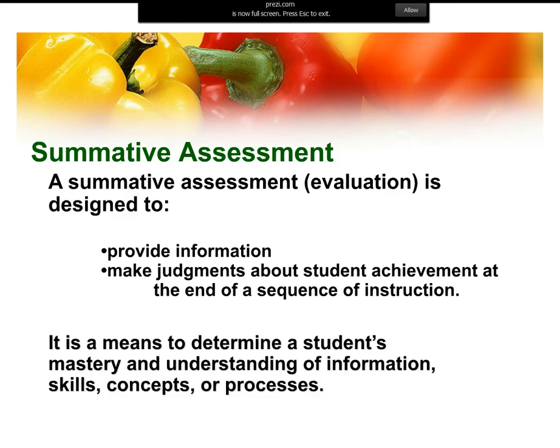How about summative assessment? A summative assessment or an evaluation is designed to provide information to make judgments about student achievement at the end of a sequence of instruction, or really it's about time. This is a means to determine a student's mastery or understanding of information, skills, concepts, or processes.